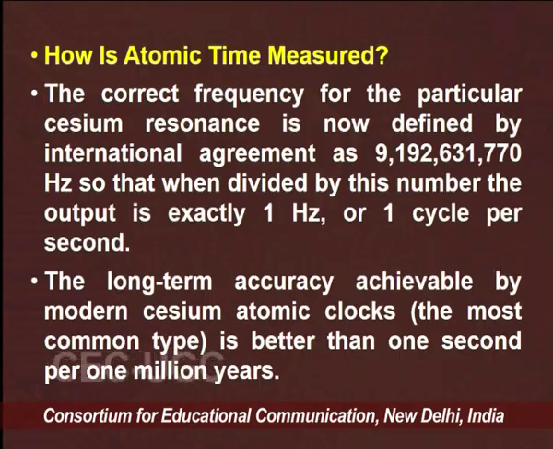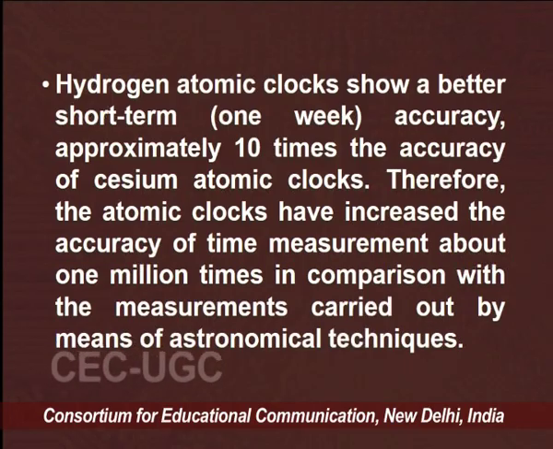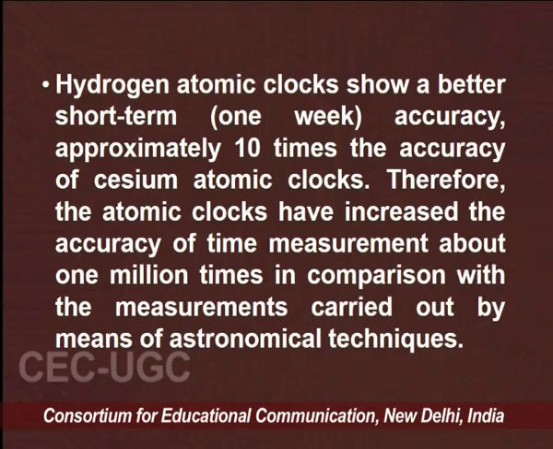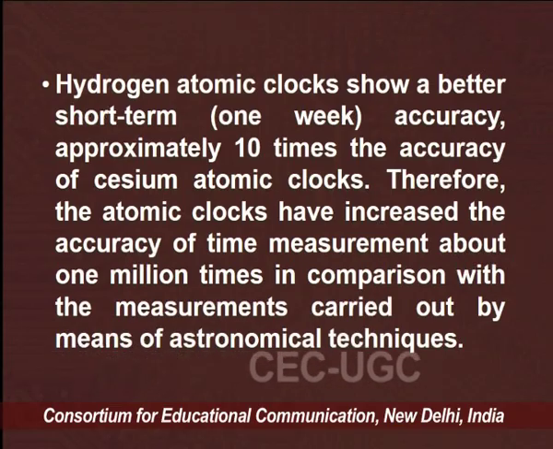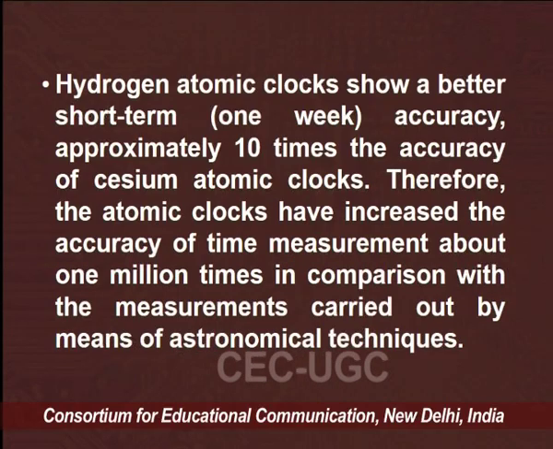second. The long-term accuracy achievable by the modern cesium atomic clock is better than 1 second per 1 million years. The hydrogen atomic clock shows a better short-term accuracy, approximately 10 times the accuracy of the cesium atomic clock. So the hydrogen atomic clock works more efficiently. Therefore, atomic clocks have increased the accuracy of time measurement about 1 million times in comparison with the measurement carried out by means of astronomical techniques.